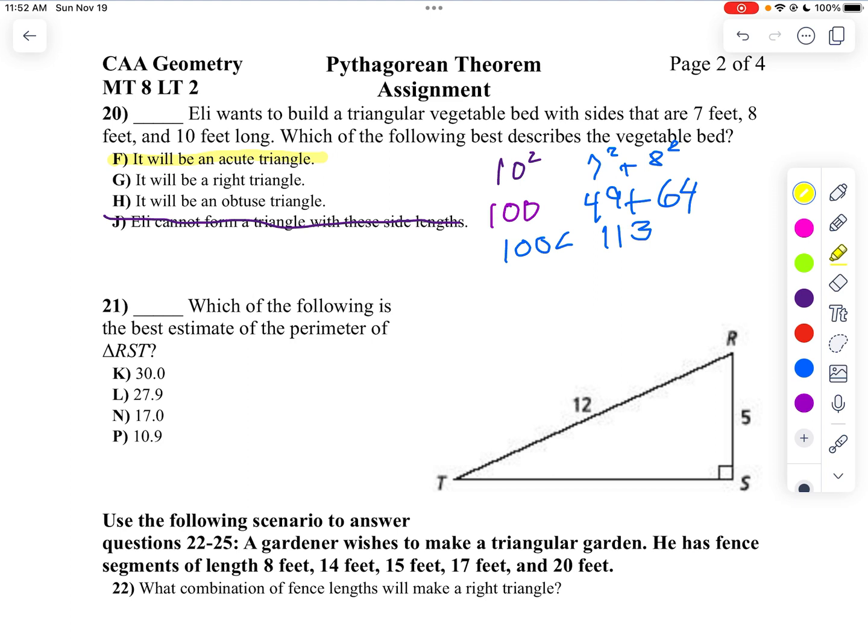Remember, when you use the converse, you always have to put the c squared first to use that converse. It'll make it a lot simpler. Now, let's take a look at number 21.